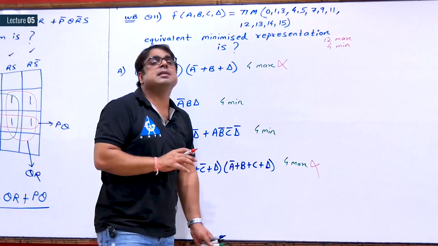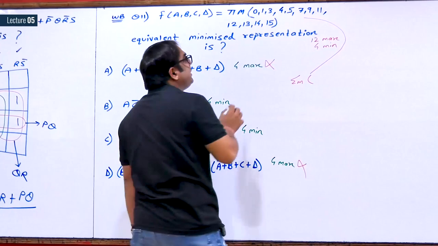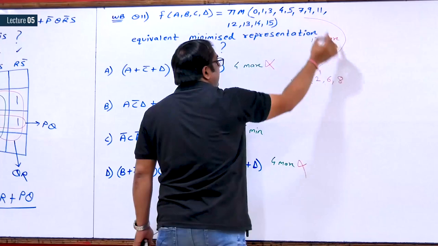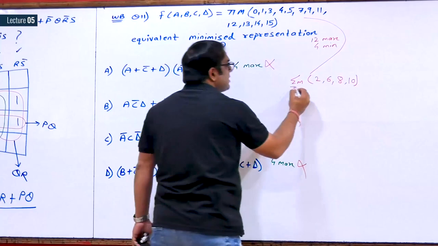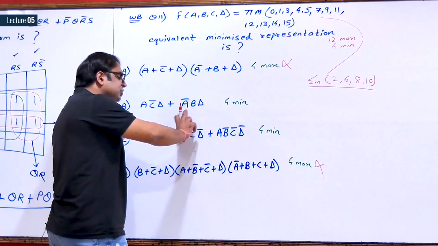Then from here I will try to find out the min terms list. 0, 1, 2 is missing, 3, 4, 5, 6 is missing, 7, 8 is missing, 9, 10 is missing, 11, 12, 13, 14, 15. This is your min terms list. Now one of the functions, B or C, will have the same min terms list.